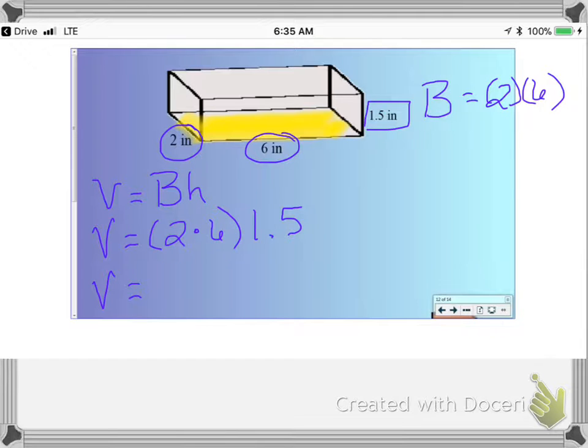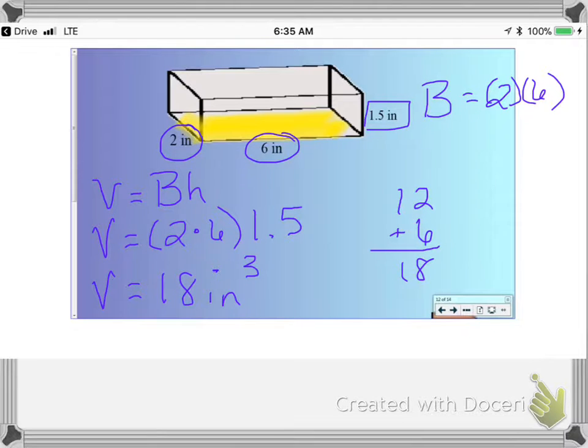I know that 2 times 6 is 12, but then I need to multiply that 12 times 1.5, which is something that I expect you should be able to do in your head. 12 times 1 is going to give me 12. And then if I multiply 12 times 0.5 or 1/2, that's 6. So 12 and 6 then gives me 18. In this case, my answer is going to be 18 inches cubed instead of squared.